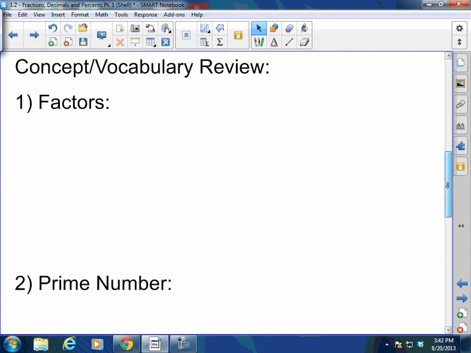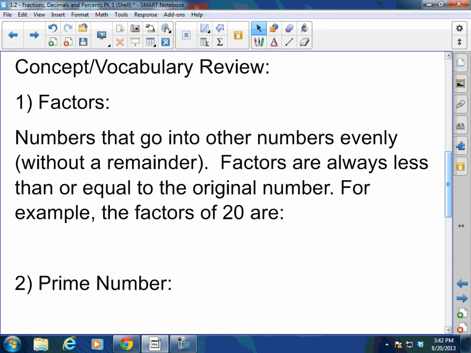Now let's go over some concepts and vocabulary before we get into the actual math. If you remember, factors are numbers that go into other numbers evenly without a remainder. Factors are always less than or equal to the original number. For example, whenever I have a list of factors, I always start with 1. It makes it very easy and neat, and the reader can clearly understand what you're writing.